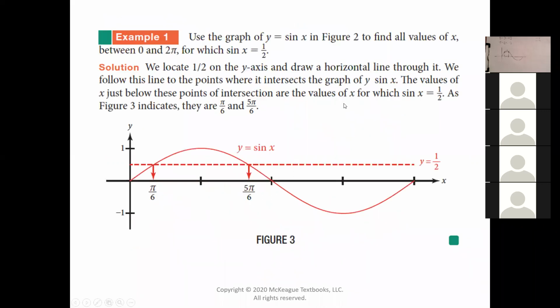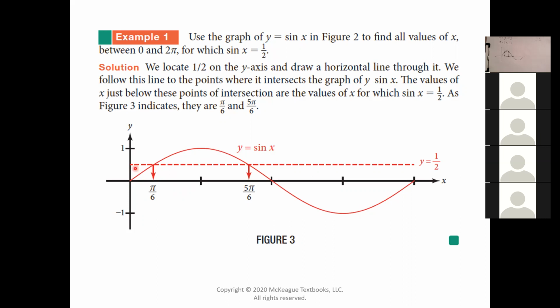Okay, so let's get away from y equals sine x. Now, ladies and gentlemen, since we have the graph of one cycle or one period of y equals sine x, we can use this graph to answer some questions. For instance, suppose we use the graph of y equals sine x here to find all values of x between 0 and 2 pi for which the sine of x is equal to 1/2.